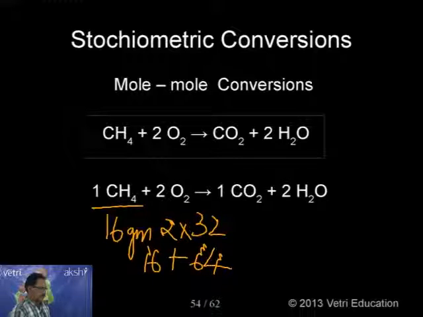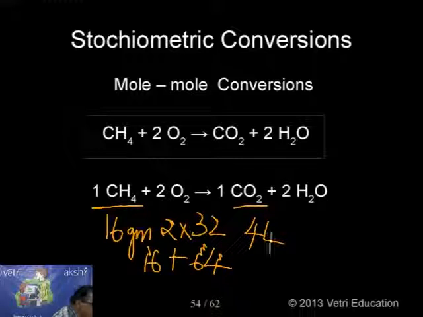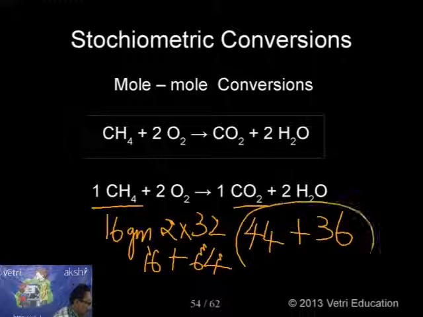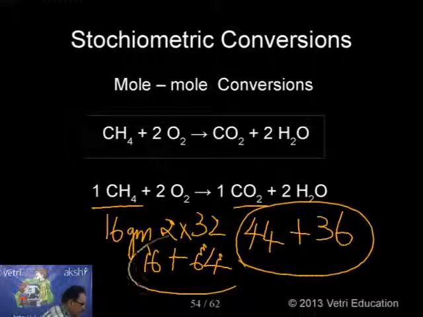Now coming to the other side. Total here: carbon 12, oxygen 32, 12 plus 32 is 44, plus 2 into 18, since the molecular weight of water is 18, so 36. So in terms of grams, just see, the right-hand side is 80 and the left-hand side is 80. So it is obeying the law of conservation of mass, one of the laws of chemical combination.